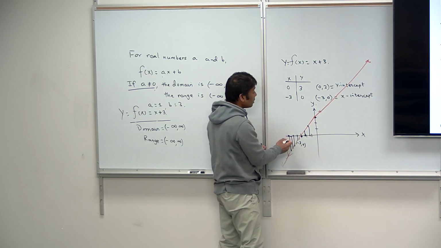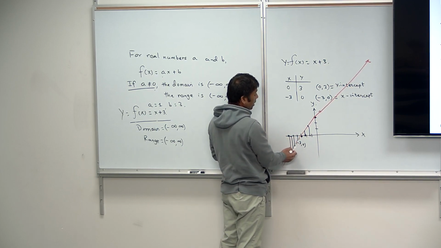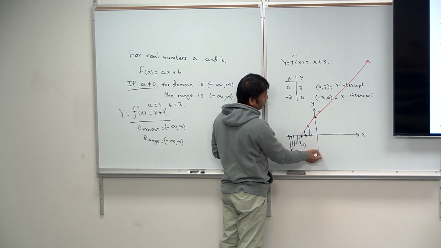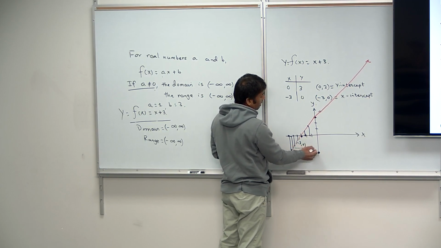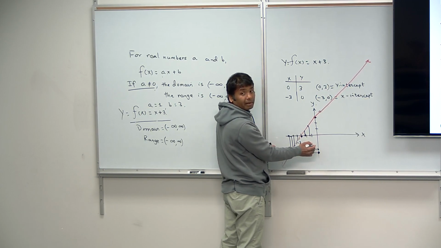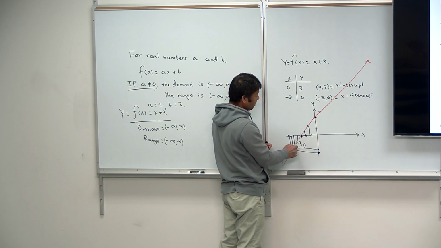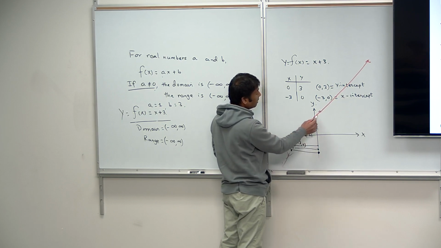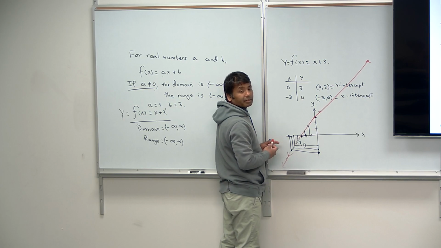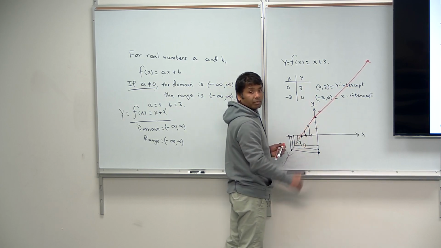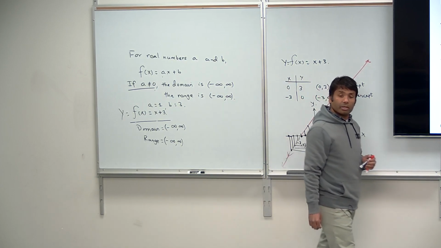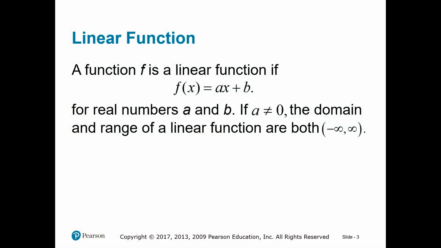For this point, where is the y value? Here. For this point, where is the y value? Here. Is that right? Are you with me? For this point, we have the y value here. So the range is the set of all real numbers. Domain.